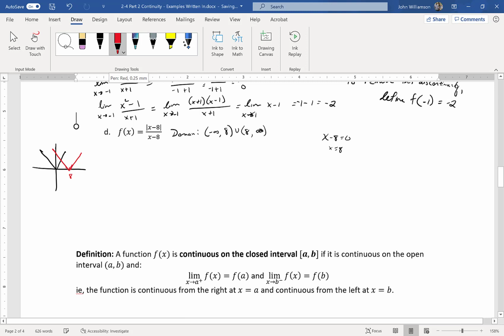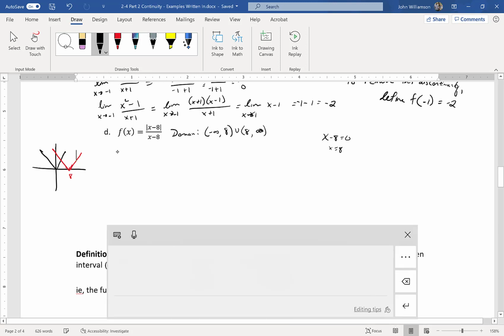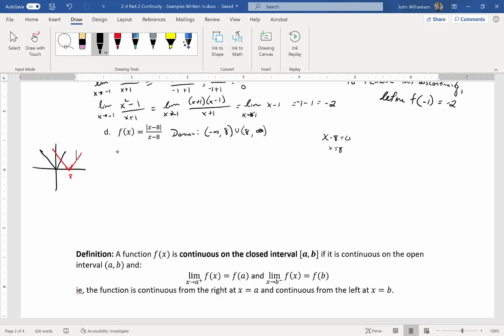So what's happening here? To the left of 8, so let's think about the big question. If we know we have a discontinuity here, because we're dividing by 0, we know there's something going on at x equaling 8. So let's figure out, is it removable or non-removable? How do we do that? We need the limit as x is approaching 8, right? For it to be removable.